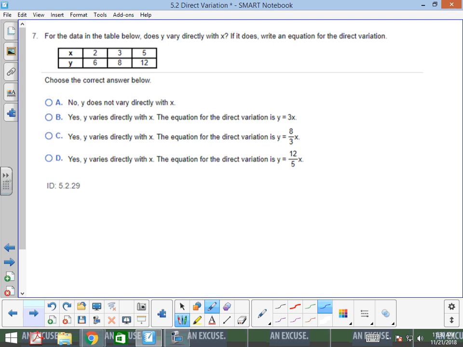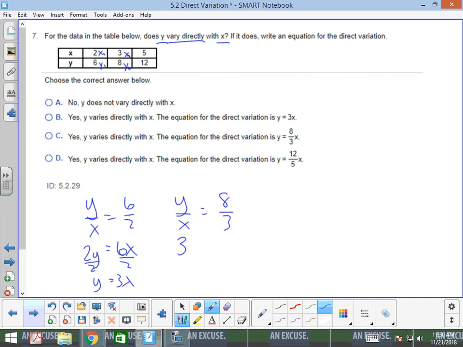All right, we're going to do the same thing with this one. So this is x1, y1. So y over x equals, again, it says y varies directly with x. That's why I do y over x. 6 over 2, cross multiply, divide by 2, and y equals 3x. Do the same thing for the next one. This is x2, y2. So equals 8 over 3. 3y equals 8x. Divide by 3. And y equals 8/3 x.